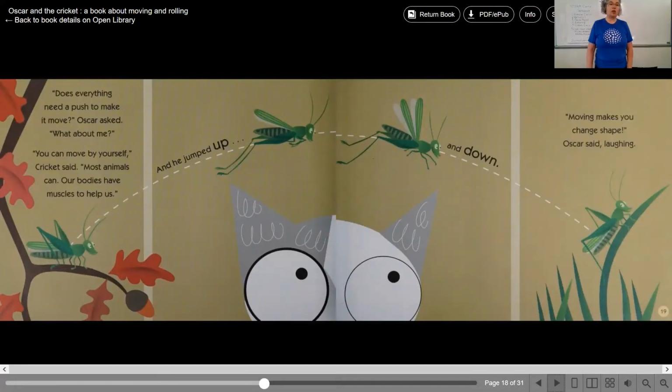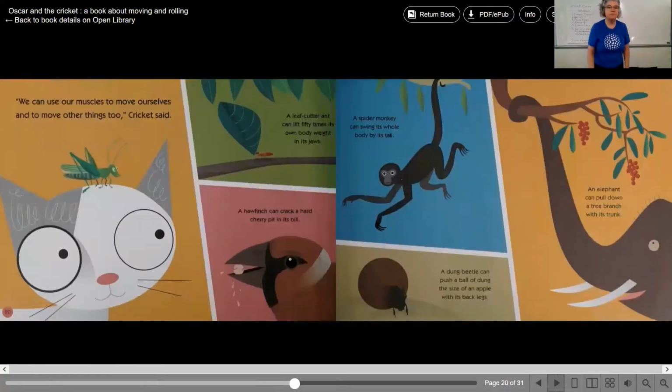What about me? You can move by yourself, Cricket said. Most animals can. Our bodies have muscles to help us. And he jumped up and down. Moving makes you change shape, Oscar said, laughing. We can move our muscles to move ourselves and to move other things too, Cricket said. A leafcutter ant can lift 50 times its own body weight in its jaws. A spider monkey can swing its whole body by its tail.